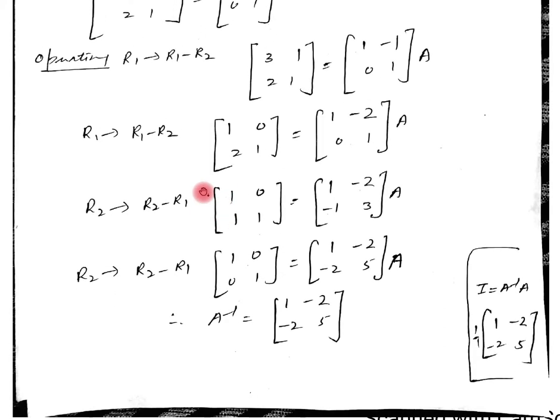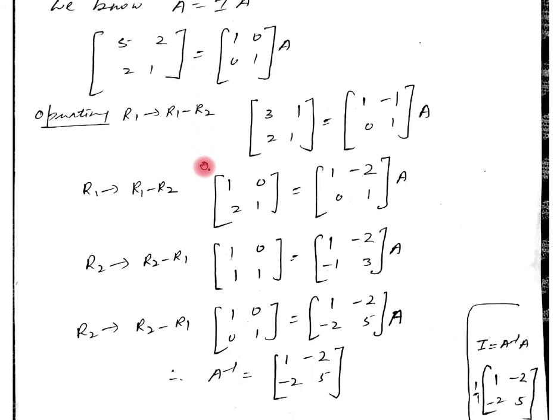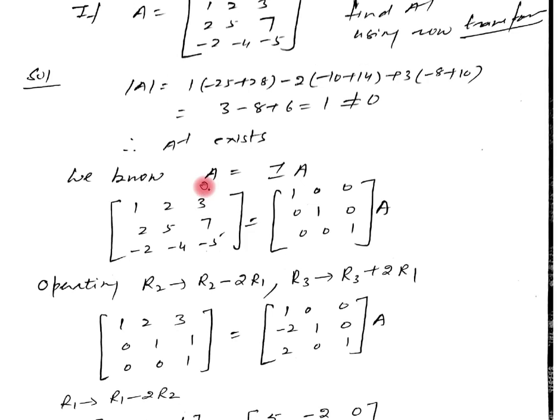Now here again we know A equal to I into A. Putting the value of A, putting the value of I, identity matrix of order 3, because the matrix on both sides the order should be the same and A will remain as it is. Now here again I have to convert it into I. It means this is 1 already. I have to make it 0. I have to make it 0.